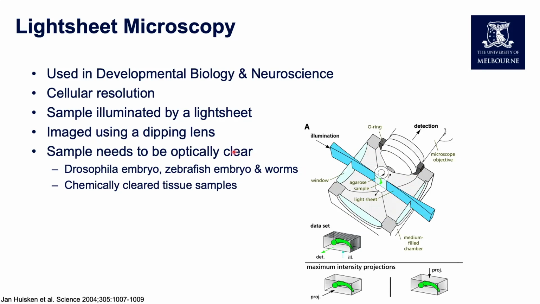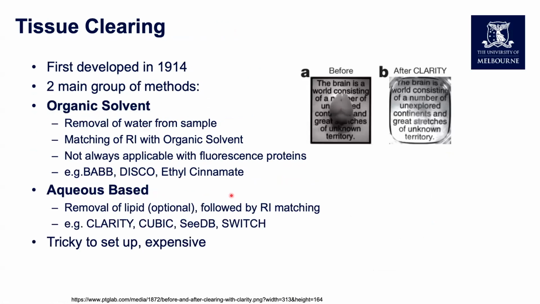So this is why it's primarily used in developmental biology. Things like Drosophila embryos, zebrafish embryos, and worms are fairly optically cleared. If you want to put larger pieces of tissue in there, then you need to chemically clear that tissue out, and that's something that we do at the university quite a bit. When it comes to tissue clearing, this has been around for a very, very long time, but can involve some fairly nasty chemicals. There are two main groups of methods that are used.